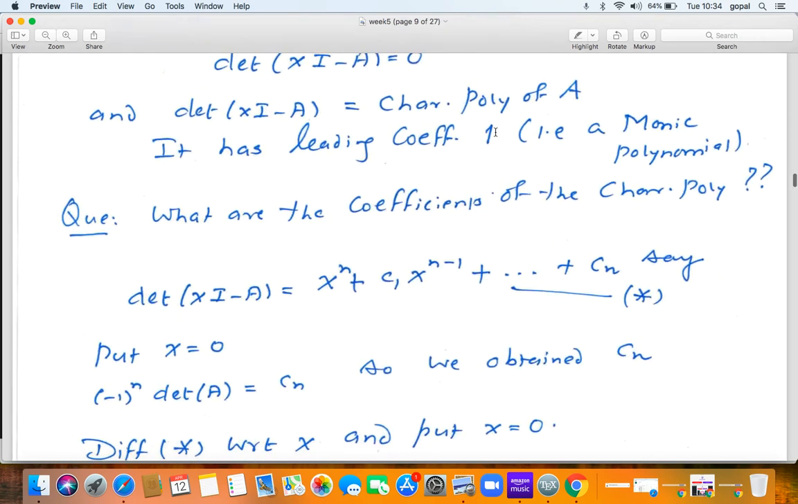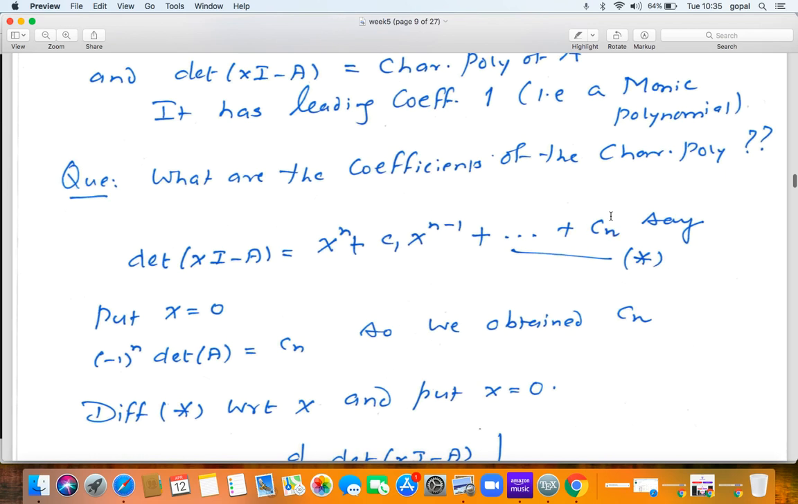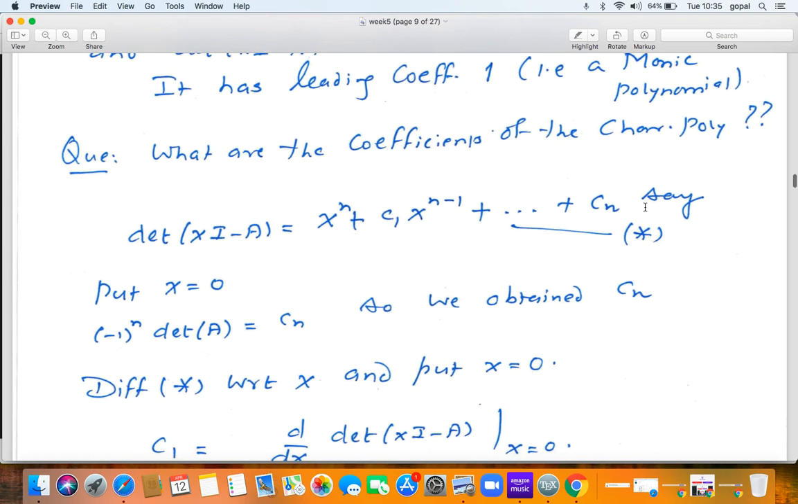So what is the monic polynomial? Determinant of xI minus A is an nth degree polynomial, so it will be x to the power n, monic, so the leading coefficient is 1, plus c1 times x to the power n minus 1, plus dot dot dot, plus cn. These are the coefficients. Now let us put x equal to 0 straight away. We get cn equal to minus 1 to the power n times determinant of A. So the constant coefficient in the characteristic polynomial has been computed.